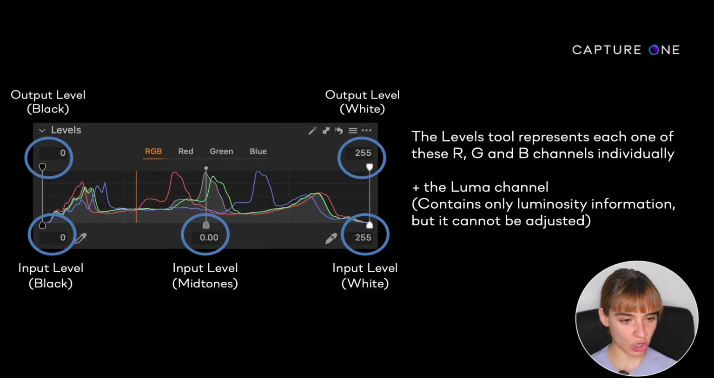On the top, there are the output levels for black and white. There is none for the midtones, but just so you know that those are there, and those can come in handy at times as well. Okay, so let's go into the Capture One interface and let's see what happens.